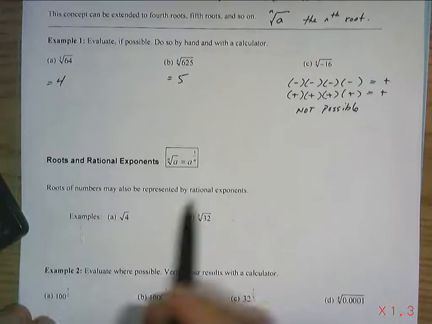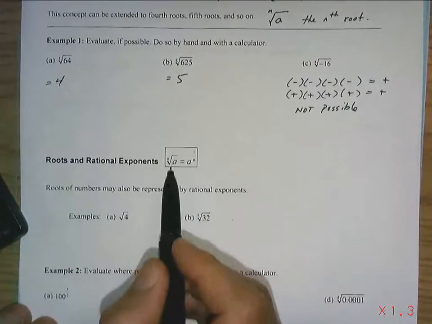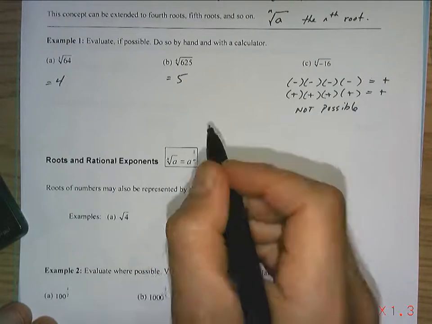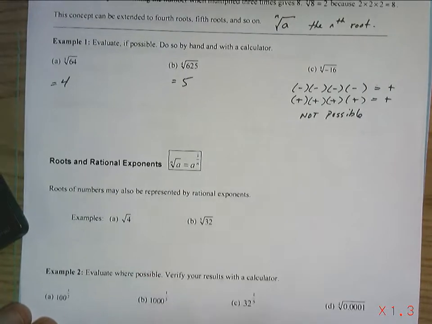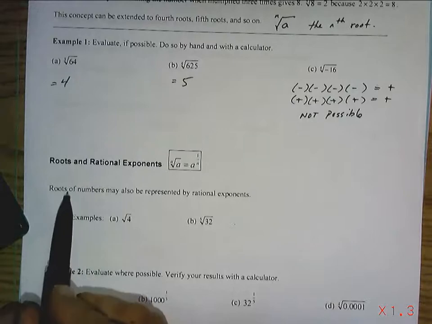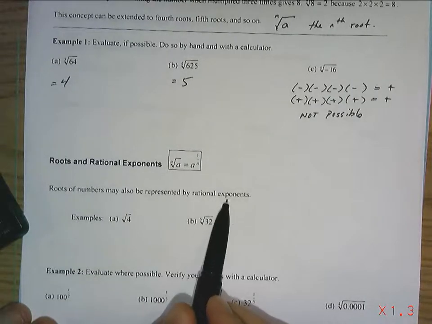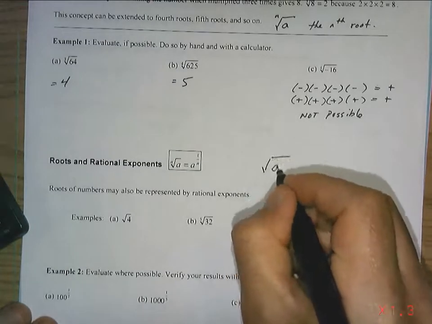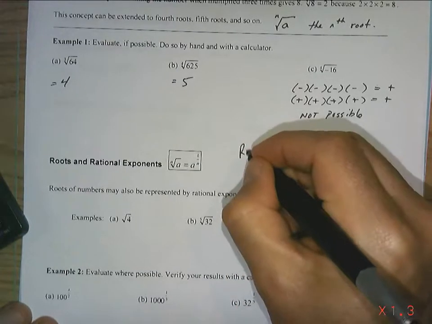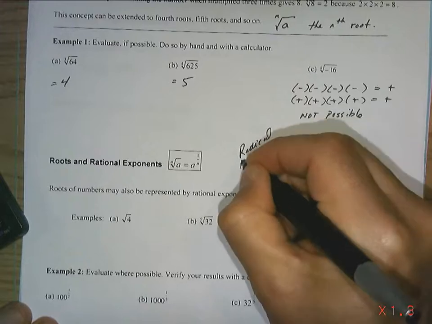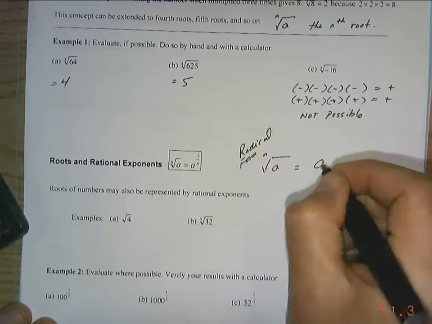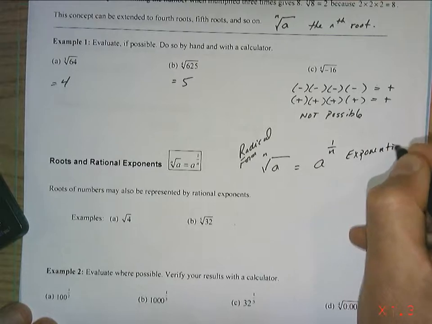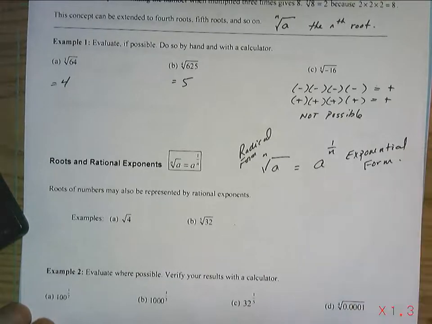So that brings us to here, roots and rational expressions. What I've already told you is that when we have the nth root of a base, it's equal to the base to the 1 over n. Now notice that the numerator is 1 and the denominator is n. So roots of numbers may also be represented as rational exponents. So in this form, we call that a radical. It's radical form. In this form, we call this exponential form. Okay, we've got to keep that straight.